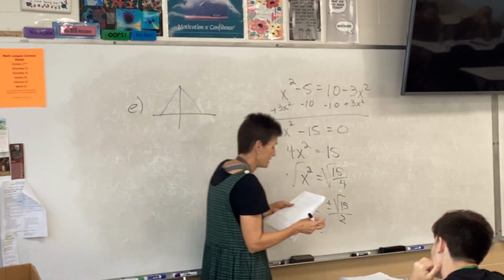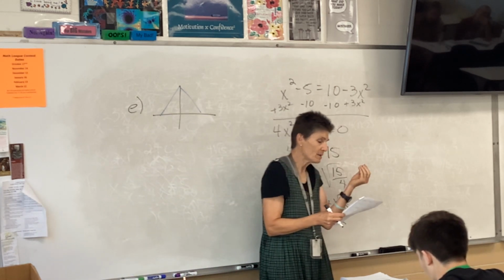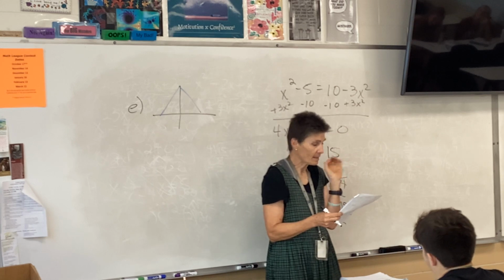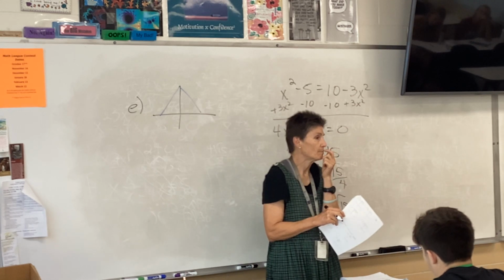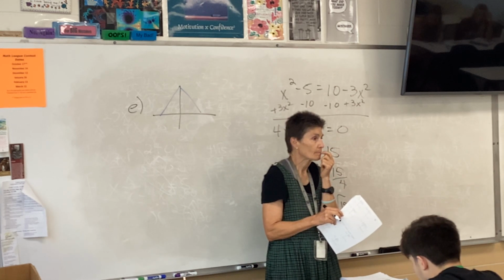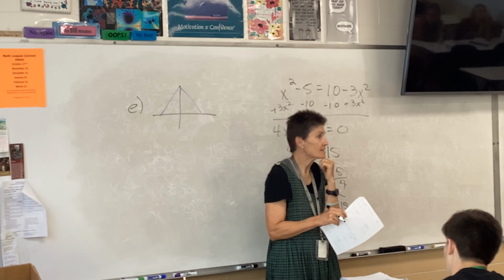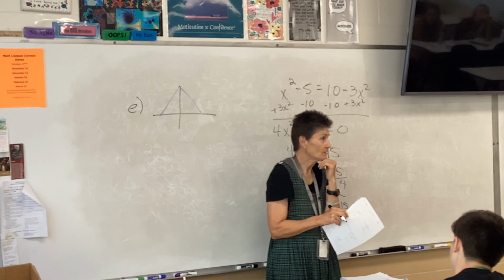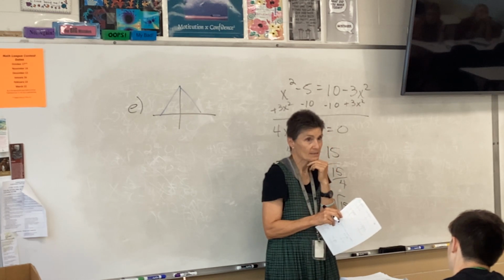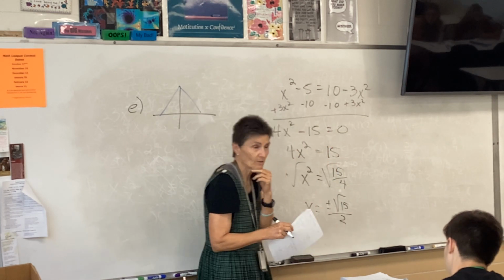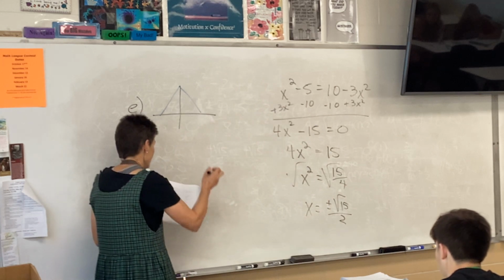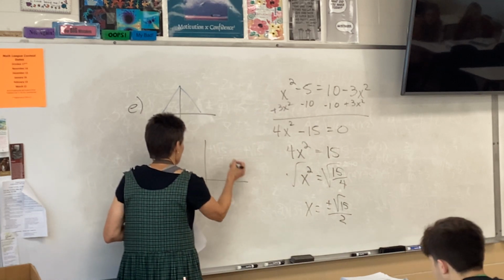A, C, and E. Tell me why B and D and F are not. Because of the line check. They don't pass the vertical line test. Do you remember the vertical line test? Let's take a look at picture B.